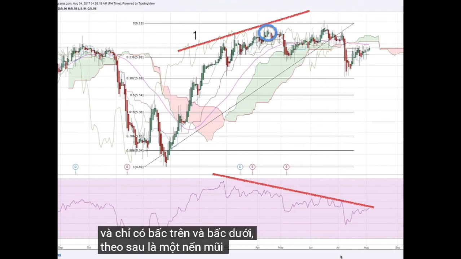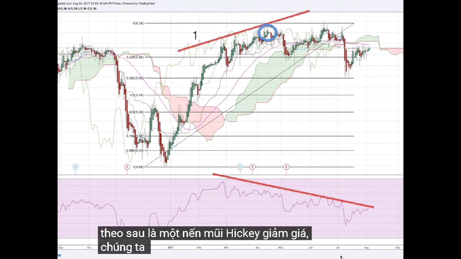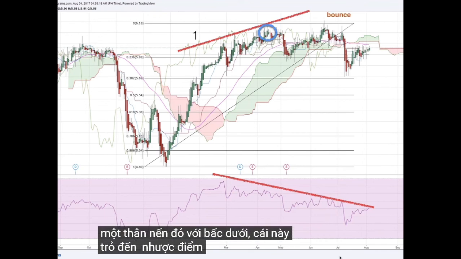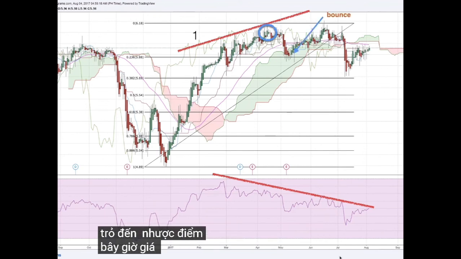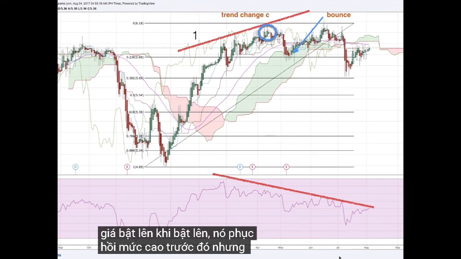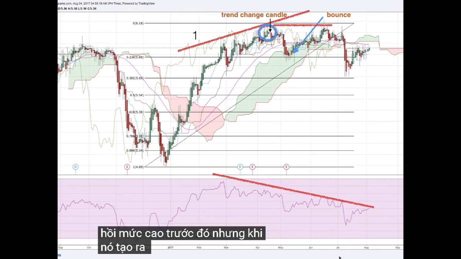This candlestick was followed by a bearish Heikin-Ashi candlestick, a red candlestick with a lower wick. This pointed to a downside. Now, prices indeed went down and then prices bounced up. On the bounce, it retested its previous high, but as it did, it made another bearish divergence.